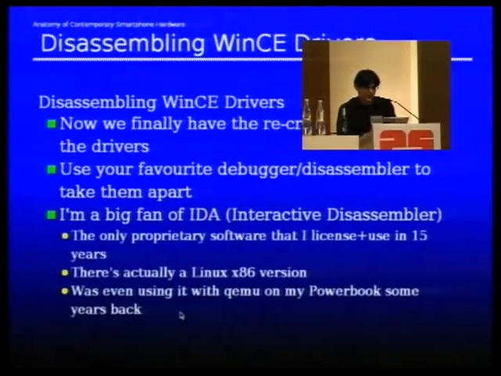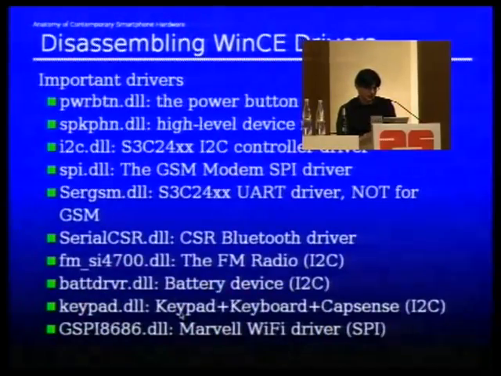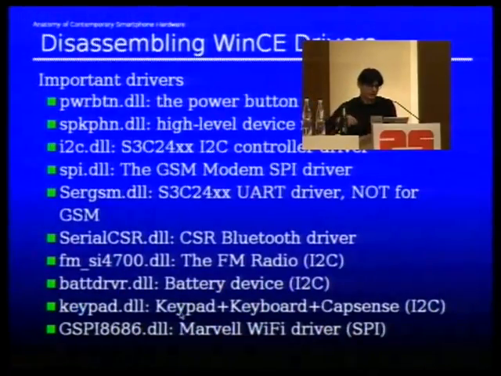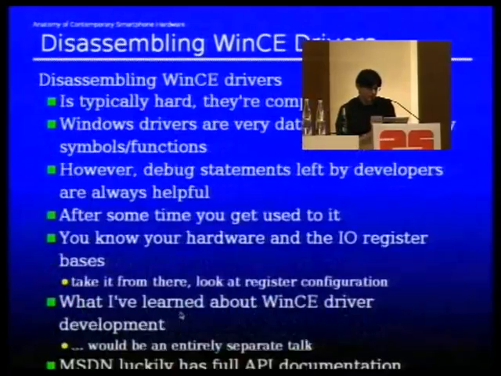And then in the end, you might get the actual DLLs, or might be able to recreate the DLLs for the drivers, and then you can use IDA or any other disassembler of your choice and try to find out what's happening. These are the kind of drivers that I was looking at for the Glofish project. By now, I think there is very little that I don't understand in that hardware.